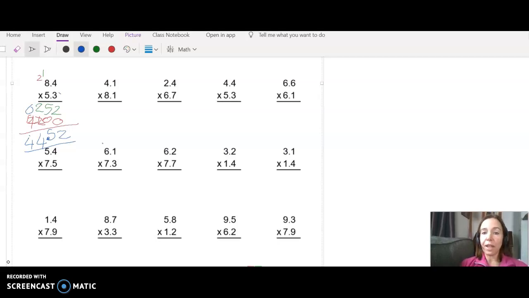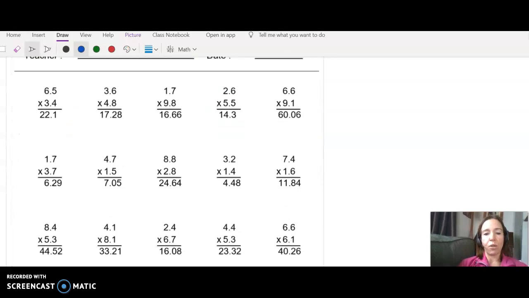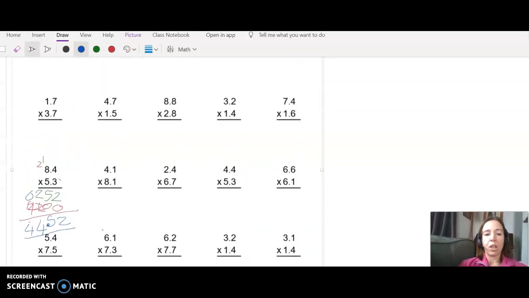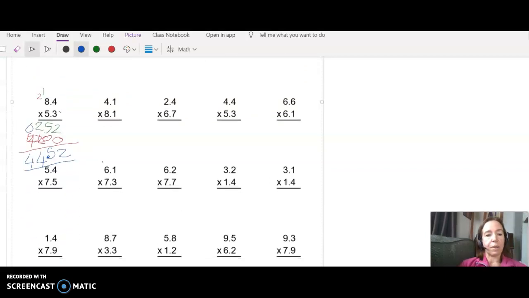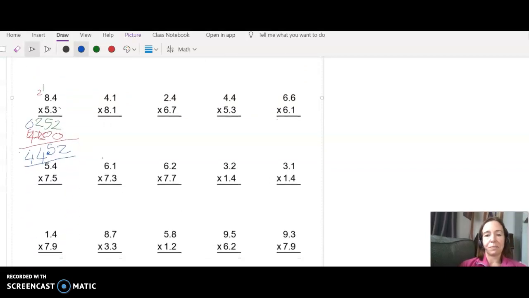Please show all working. The answers are at the end, so if you just scroll down on the worksheet, you will find them. I don't think I started with the first one, but that's okay. You can now get on with the worksheet.